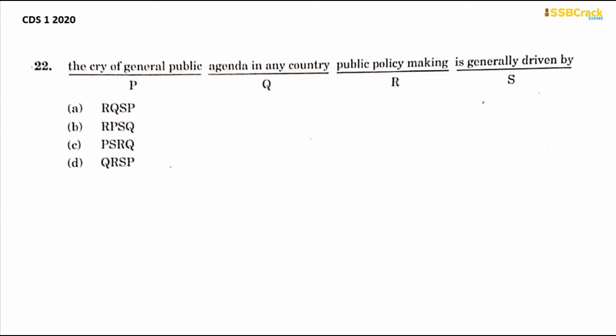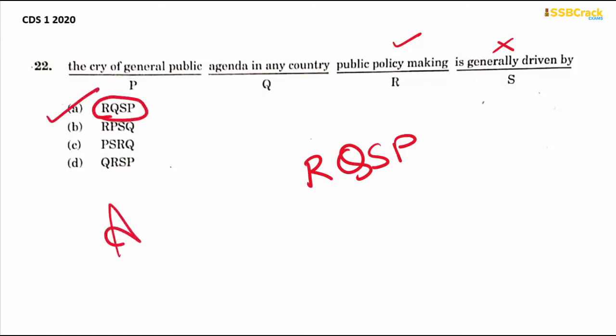Okay. Next sentence. This is again a sentence jumbled up. We will start with not is generally driven by. S cannot be the start because is a verb and a sentence does not start with a verb here. We will start with public policy making. Let's take it, okay? Public policy making agenda in any country is generally driven by the cry of general public. So the right combination is then RQSP, and this is the first option here, option A. Your answer is therefore option A here.